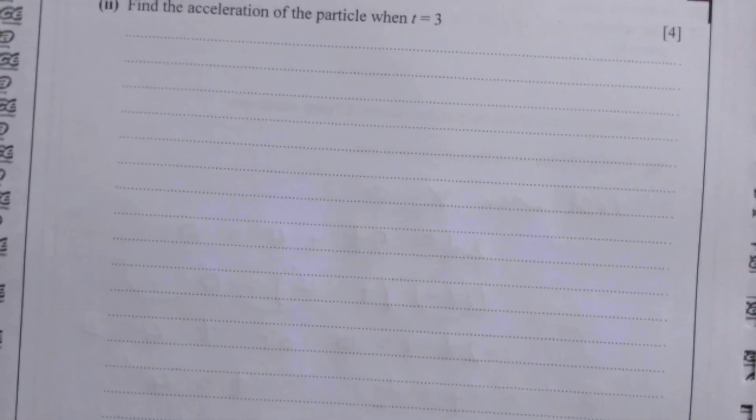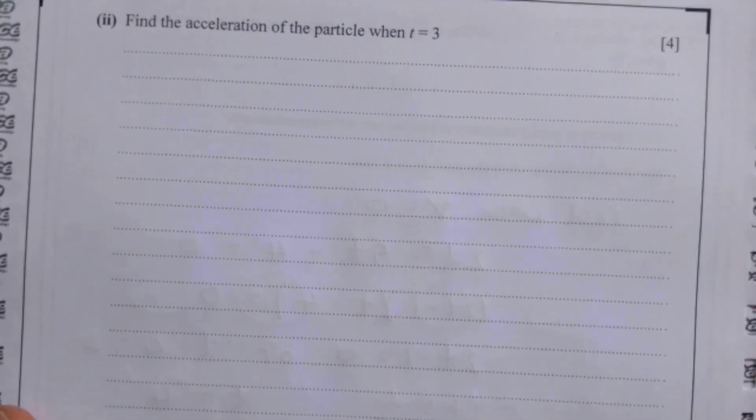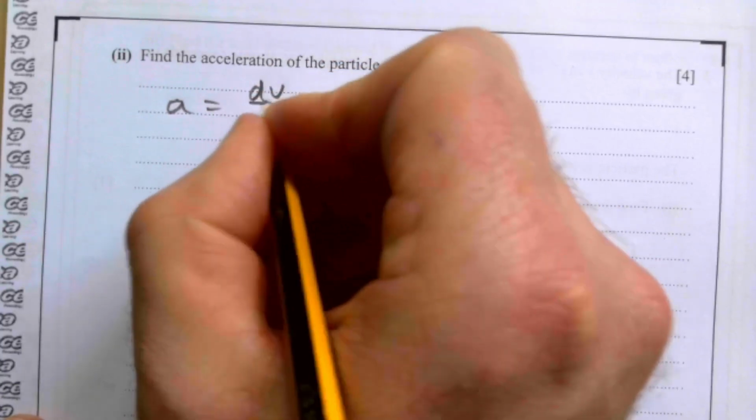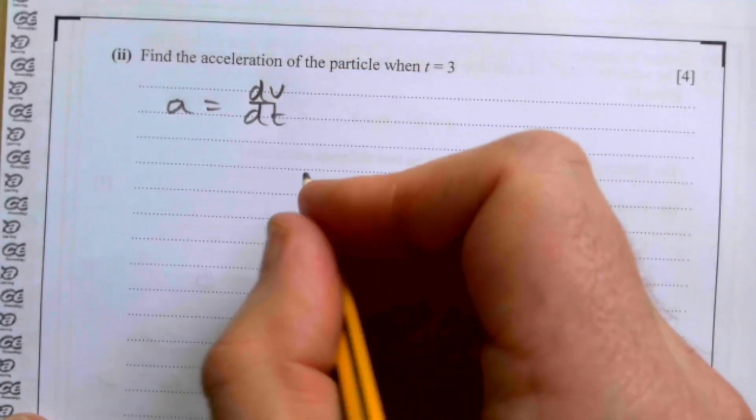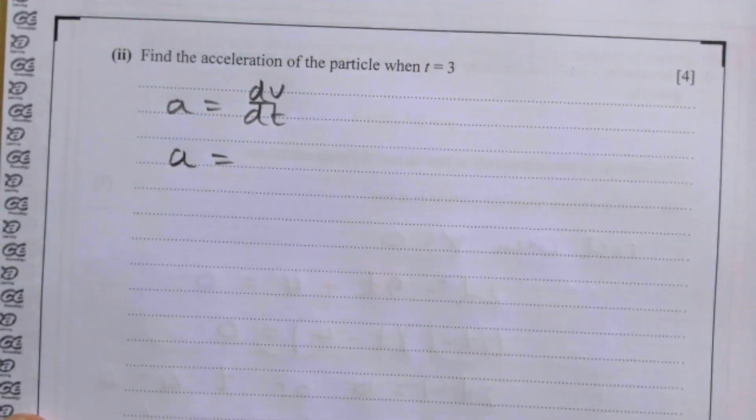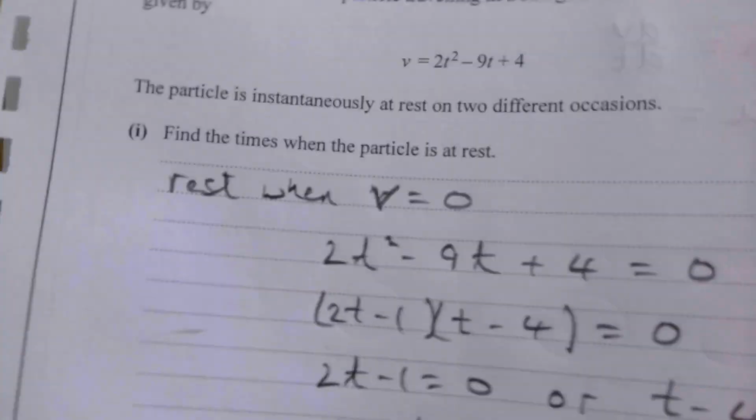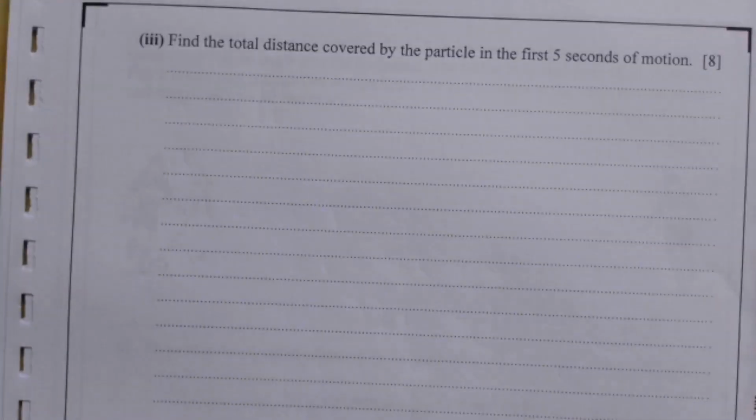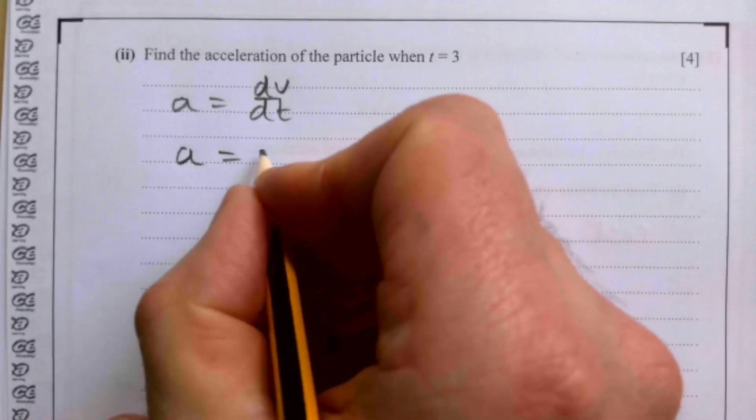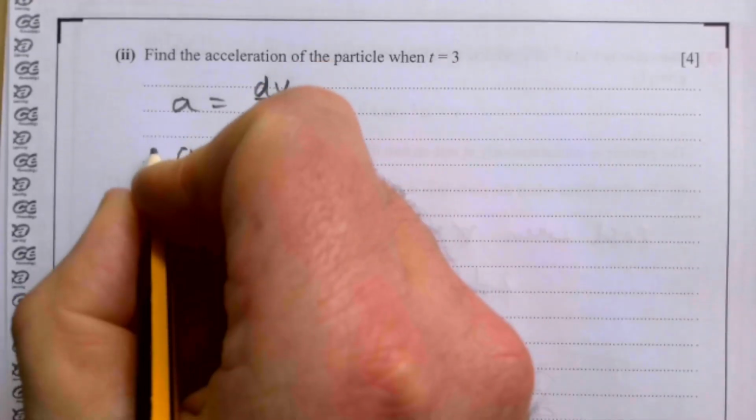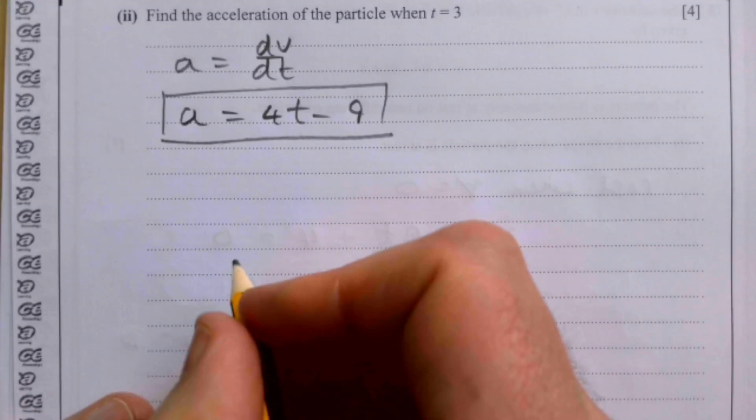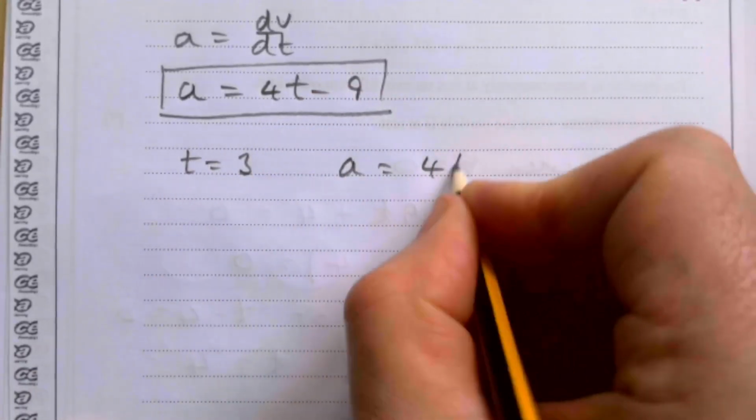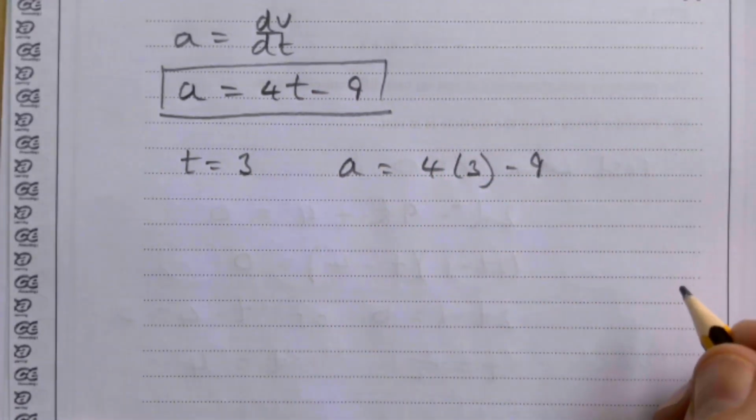Part 2, find the acceleration of the particle whenever t equals 3. Obviously our acceleration is given then by dv by dt, so we need to differentiate then the v formula. So let's go back. It's reasonably straightforward. Differentiating this, 2 times 2t is 4t, minus 9. And we want to work it out then whenever t is 3. a is 4 times 3 minus 9.